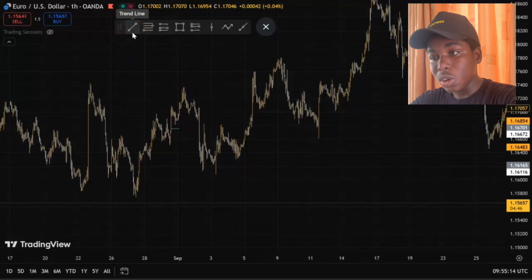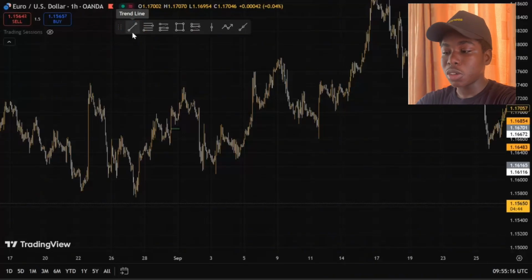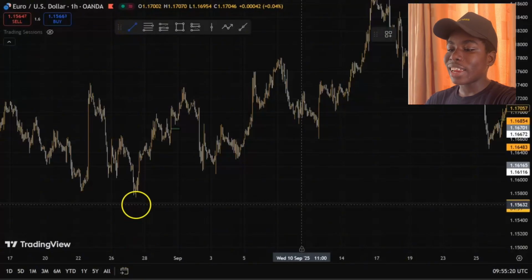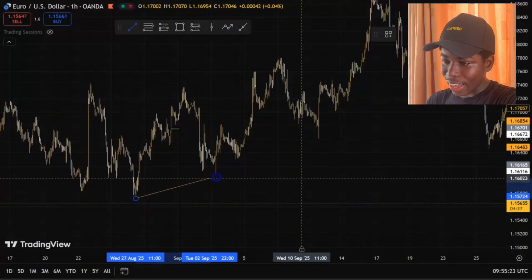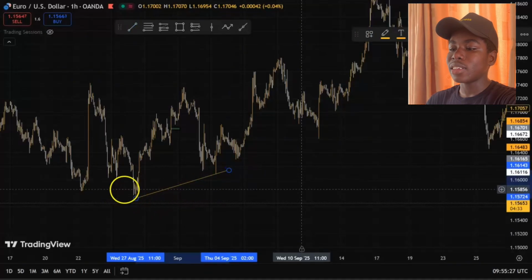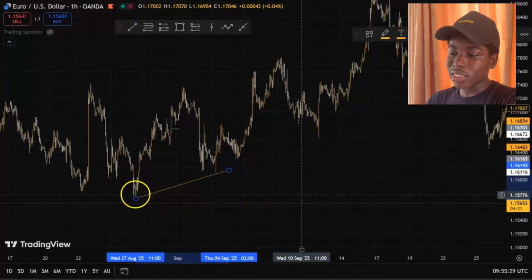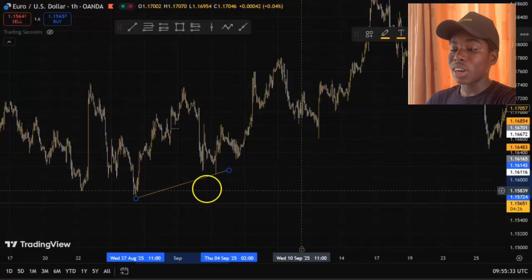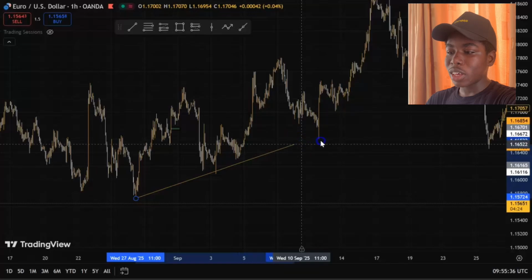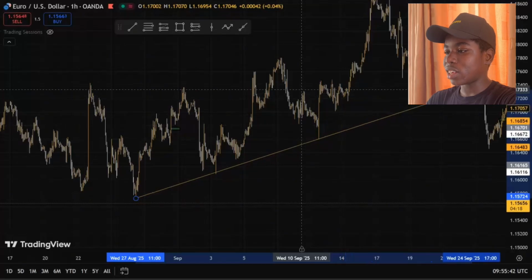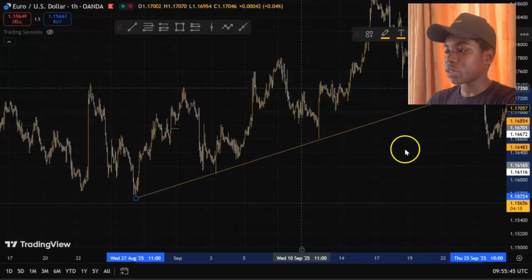But first, we need to do a crash course on trend lines. For the uninformed, a trend line is basically a line connecting any two swing points of the market. So if you connect this low with this low using a line, you've basically drawn a trend line. You can also extend that trend line to touch another low, and another low.